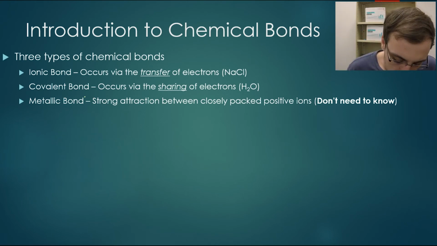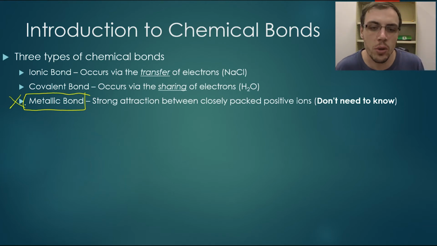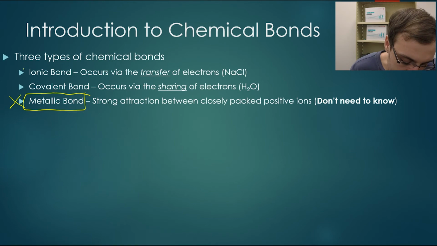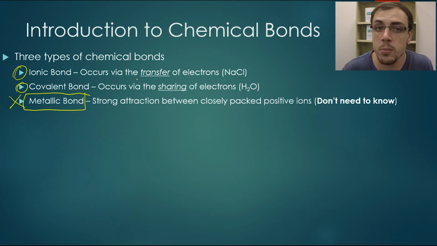Now, this third one, the metallic bonding, you do not need to know. Okay, for your exams, you will not be examined on what a metallic bond is, being able to identify it, none of that. You will, however, definitely need to know an ionic and covalent bond.